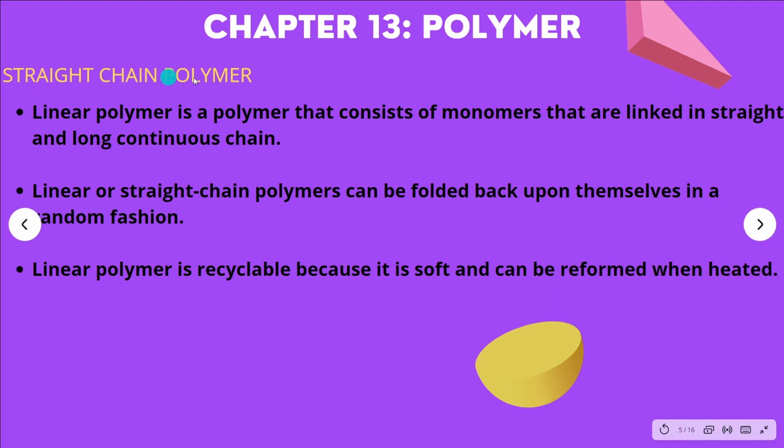Straight chain polymer. Linear polymer is a polymer that consists of monomers that are linked in a straight and long continuous chain. Linear or straight chain polymers can be folded back upon themselves in a random fashion. Linear polymer is recyclable because it is soft and can be reformed when heated.